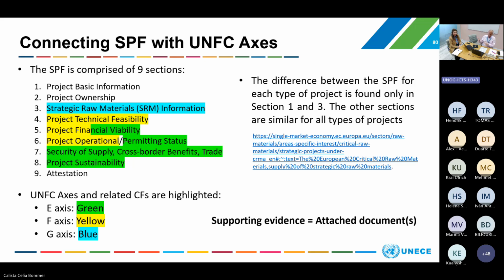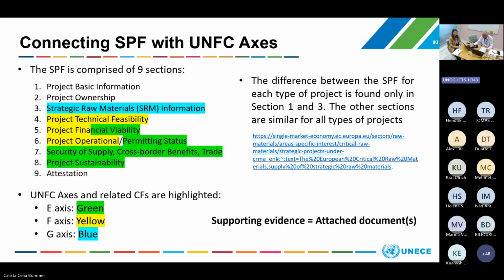Moving further, starting with the first point, which is connecting the strategic project form to the UNFC axes. As you are aware, there are 9 sections, and here we already colored certain sections and linked them to the UNFC axes. The E-axis would be the green areas, the F-axis would be chapter number 4, the project technical feasibility, and a part of financial viability that would look at investment in the technical part. And of course, the G-axis would be the raw material information as such.